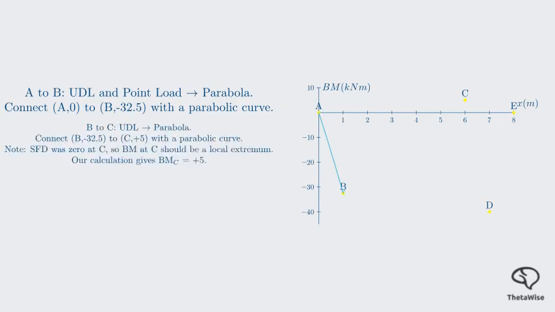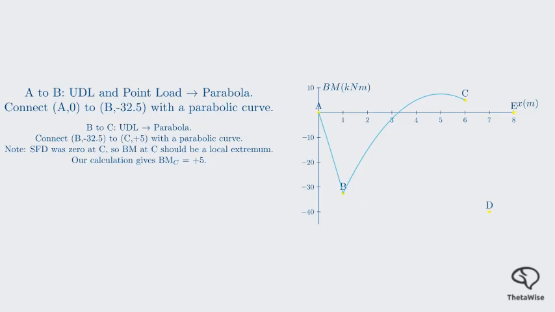From B to C, we have the remaining 5 meter section of the UDL. This will also create a parabolic curve. The shear force diagram was linear and went through 0 at C. For a UDL, the maximum or minimum bending moment occurs where the shear force is 0.